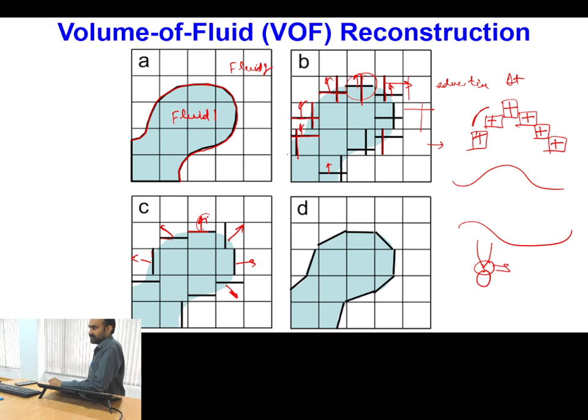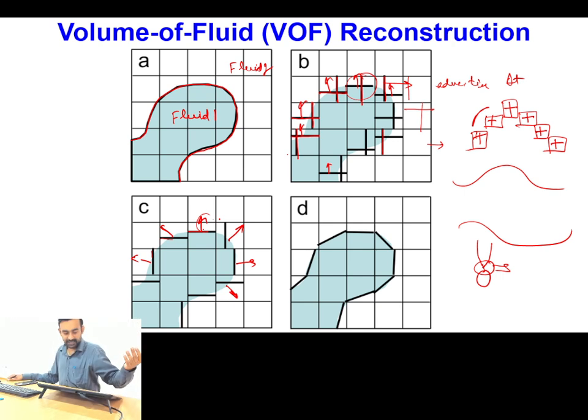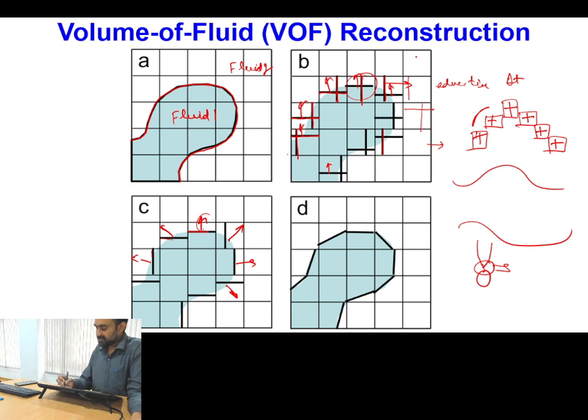Have you understood what the next approach is? Here we are trying to choose the direction in which we use only a single line in a cell, but we use that line in such a way that it is closest to the direction of the normal. All are clear with this point? This type of approximation is known as SLIC, which stands for simple line interface calculation.